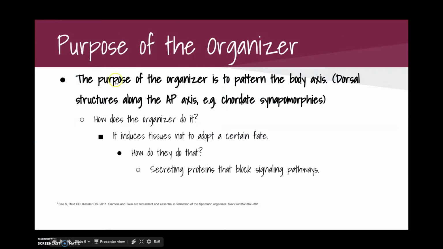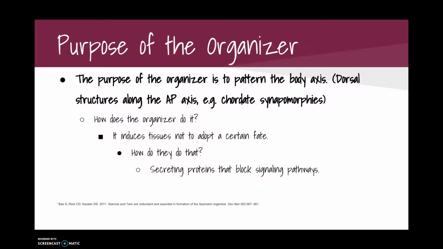Purpose of the organizer. The purpose of the organizer is to pattern the body axis. The organizer is able to pattern dorsal structures along the AP axis, which are chordate synapomorphies, or chordate shared derived characteristics. Some of the chordate synapomorphies are notochord, dorsal hollow nerve cord, post-anal tail, and pharyngeal slits.